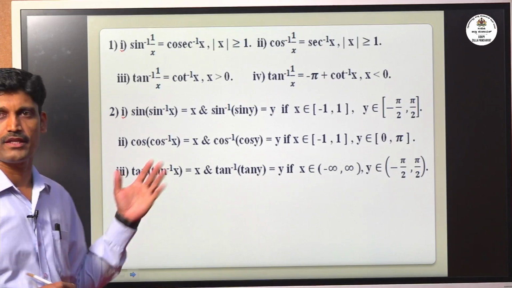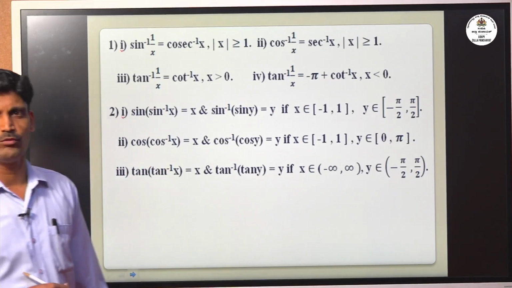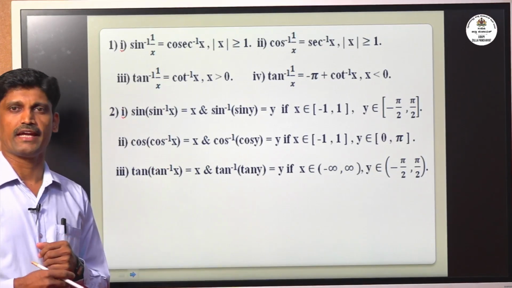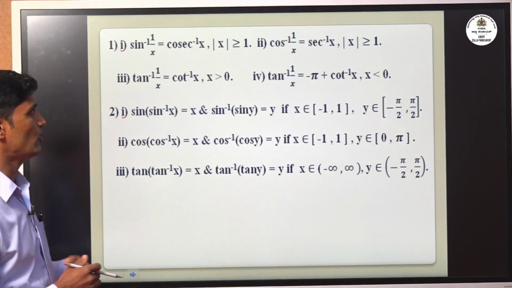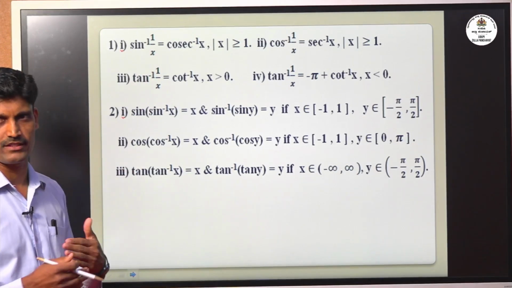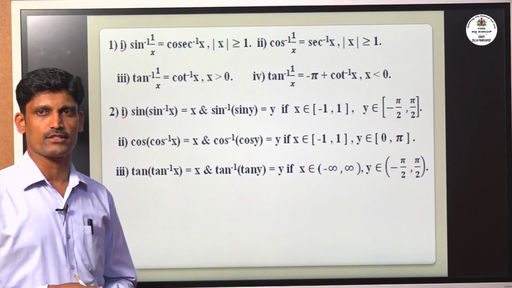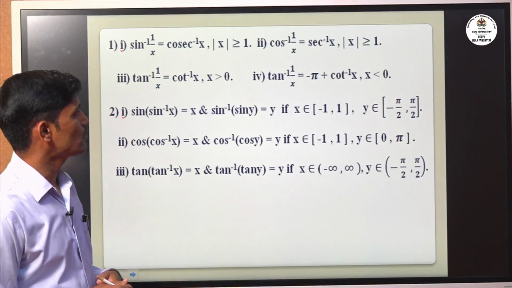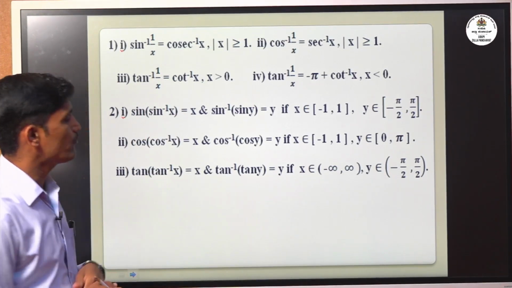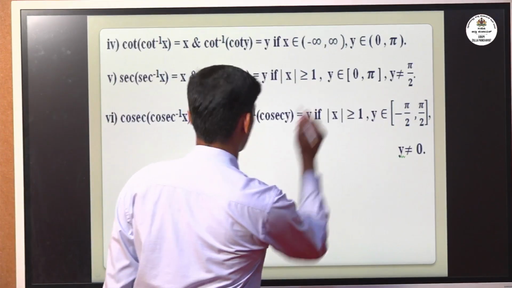Then these are important properties of inverse trigonometric functions, like sin inverse of 1 by x is equal to cosecant inverse of x for mod x greater than or equal to 1, cos inverse of 1 by x equal to secant inverse of x for mod x greater than or equal to 1, then tan inverse 1 by x equal to cot inverse of x for x greater than 0, tan inverse of 1 by x equal to cot inverse of x minus pi for x less than 0. This is not there in your NCERT book.